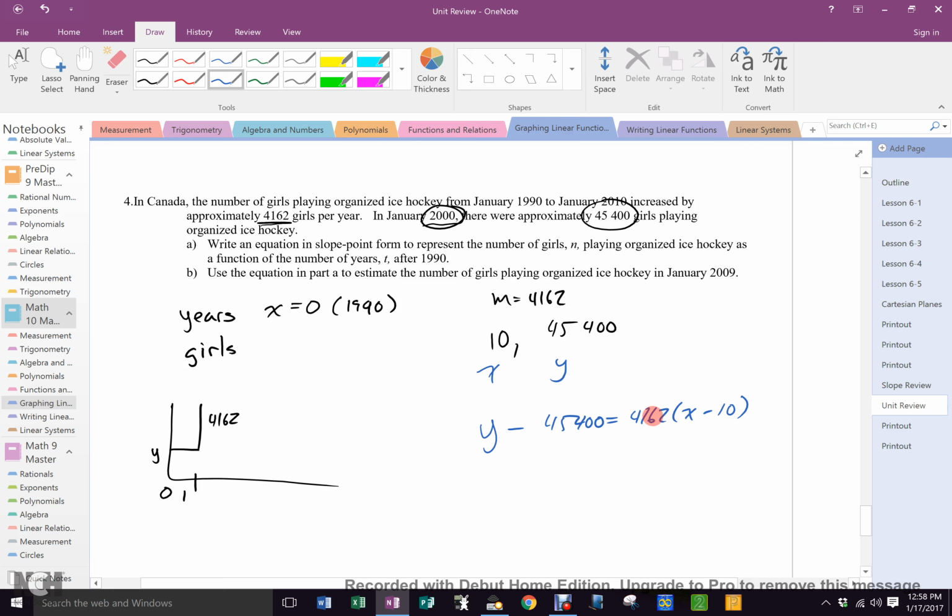Everybody cool so far? Now, I want to know 2009. Is that an X value or a Y value? X value of what? 19. So x equals 19. Do you see an x here somewhere? Right there. What can I put there? 19. So y minus 45,400 equals 4162 times (19 minus 10). Yeah? Right? And then you just do the algebra to find y. Because the bell's about to go and I want to stop.